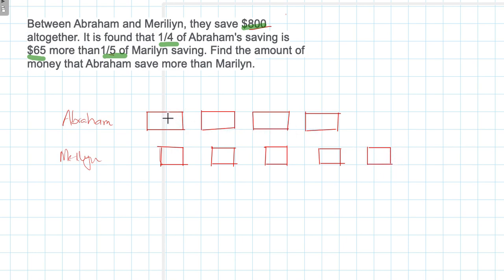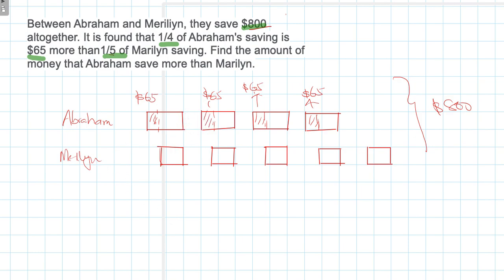Okay, so one is a big box and one is a small box. So how can I go about doing it? Okay, I know that in total they have $800, right? I cannot roll the 2 boxes together because one is big and one is small. Abraham has what? $65 more. So every box he has $65 more than this. So the difference is actually $65, right? So now I know that there's this value $65.